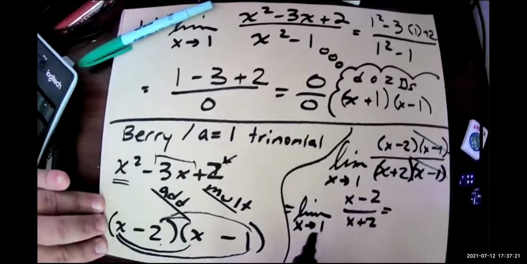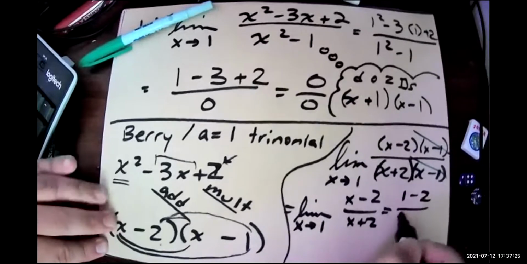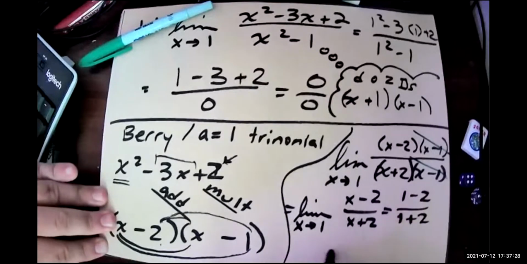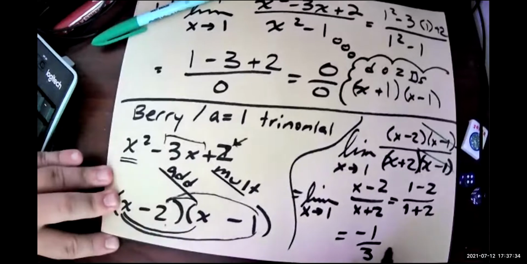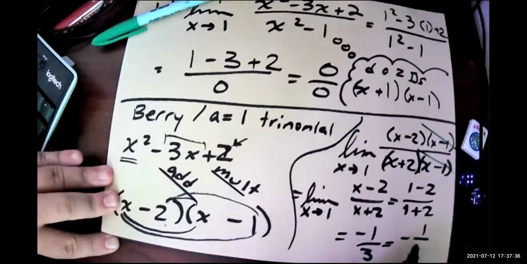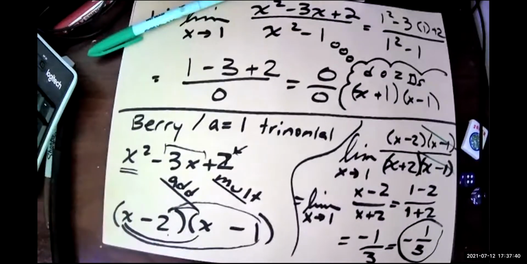Now again, we try to put the 1 in for the x value. It's 1 minus 2 over 1 plus 2, which is a very uncomfortable -1 over 3. And -1 over 3, if when we grow up a little bit, we're not afraid to call that -1/3. See how I took the negative off of the top and put it to the whole fraction?